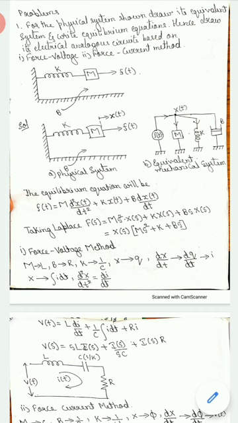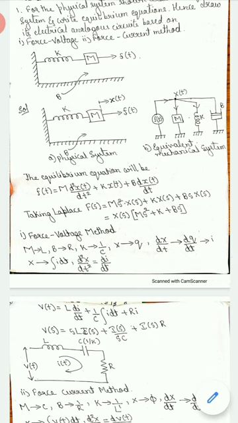So draw the equivalent mechanical system. For x of t, how many elements are connected? K is connected, mass is connected. K is nothing but spring, and B is nothing but friction. So x of t is connected for f of t, mass, K and friction. Draw the equivalent mechanical system. Next, write the equation for that.